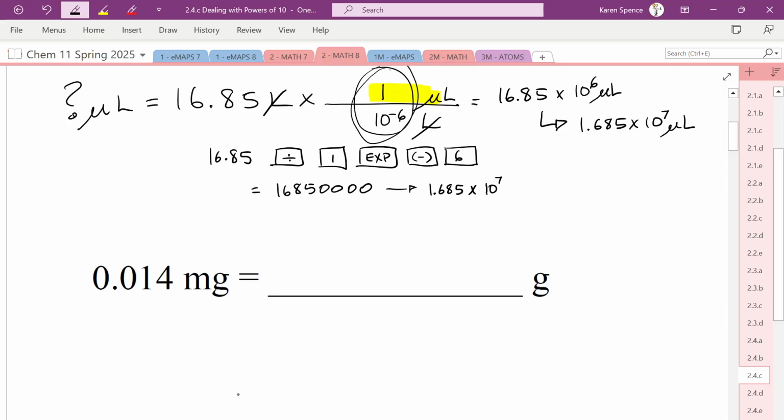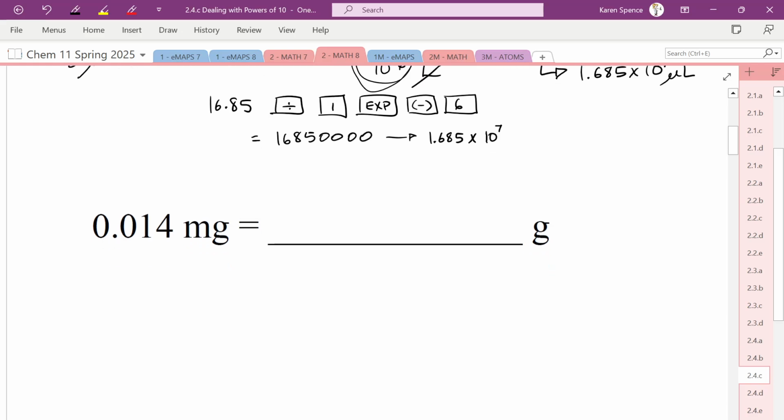0.014 milligrams equals. Now, I know we could just substitute this. Okay, so we could just say we have 0.014. What could we do here? What does milli mean? 10 to the negative 3. We could just do a direct substitution. Okay? Or, if we don't want to do that, we could do the conversion.